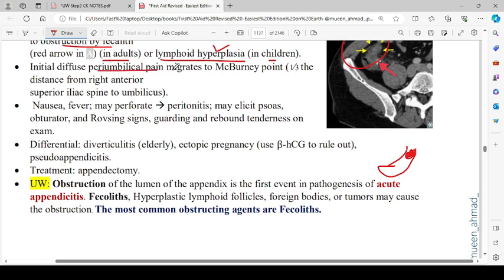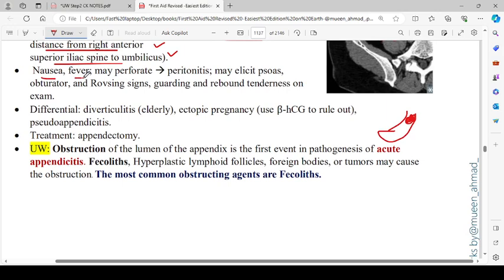Initial diffuse periumbilical pain migrates to McBurney point, one third of the distance from the right anterior superior iliac spine to the umbilicus. Nausea, fever, and it may perforate, causing peritonitis. May elicit psoas, obturator, Rovsing sign, guarding, and rebound tenderness on exam.